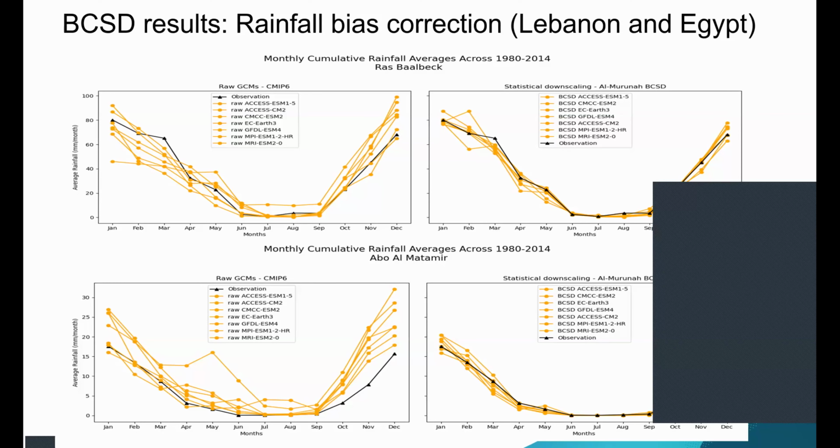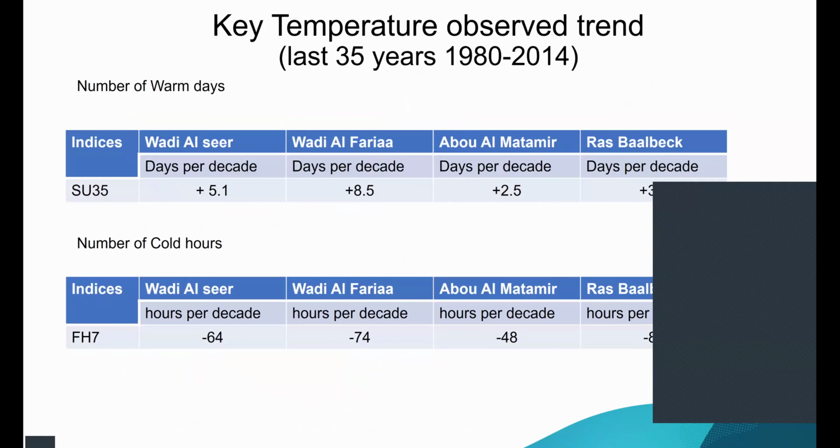So here we present the observed trend of 2 key temperature parameters in the 4 basins during the period 1980-2014. We already notice the existence of a significant positive trend in terms of number of warm days and a significant reduction of the number of cold days. And you can see, for example, Wadi al-Faria is suffering the most from a warming trend for the number of warm days, with 8.5 days per decade.